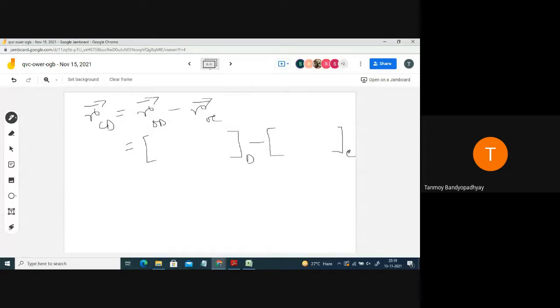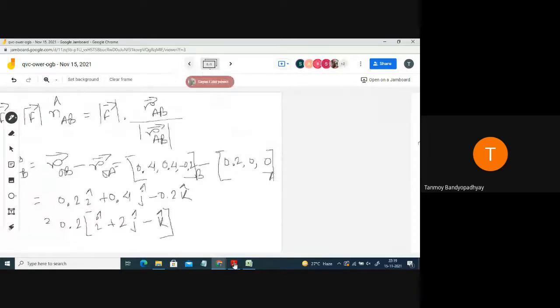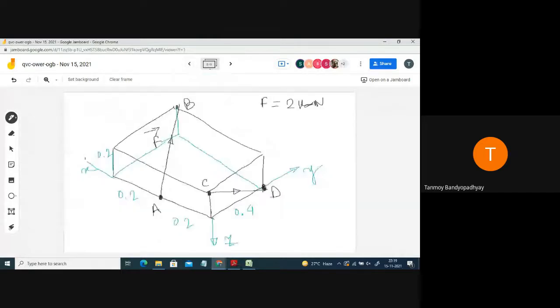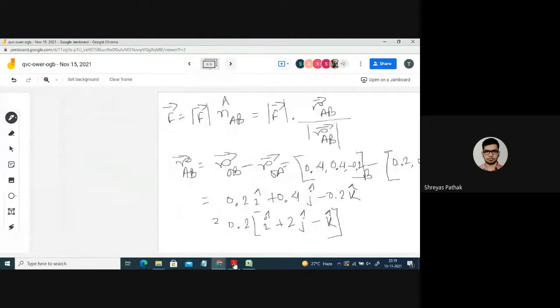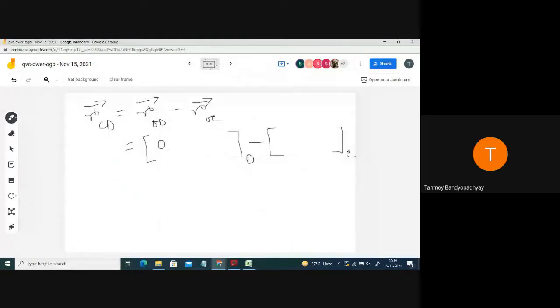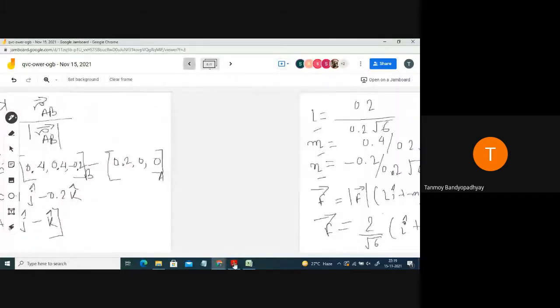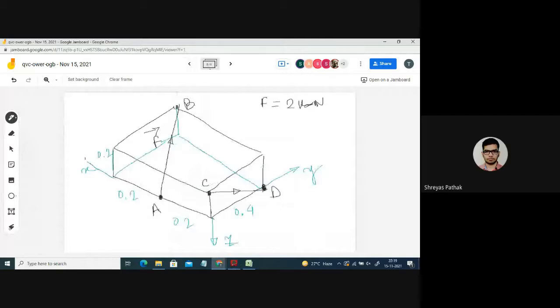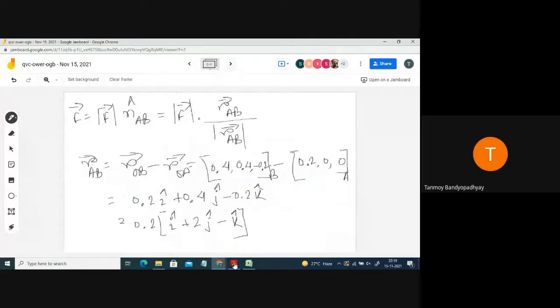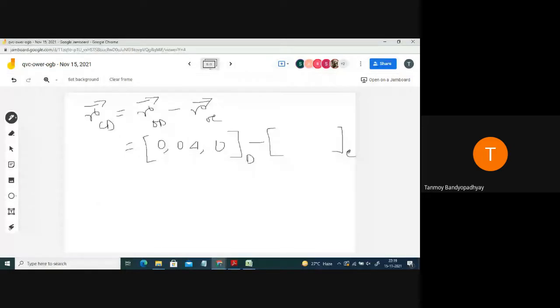What are the coordinates of the point D now? Look, D lies on the y axis, so you will have 0, 0.4, 0. Correct? And what are the coordinates of the point C? It lies on the negative z axis, so 0, 0, minus 0.2. So you will have 0.4 J cap plus 0.2 K cap. If I take 0.2 as common, I have 2 J cap plus K cap.